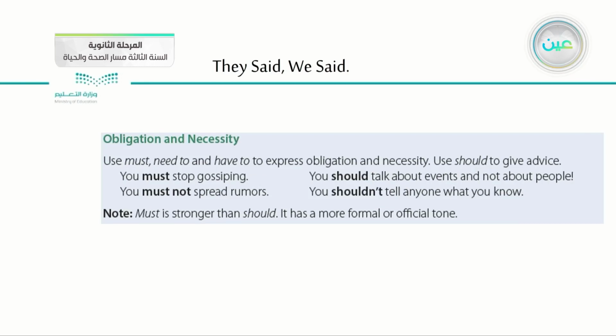After that, we have obligation and necessity. In obligation and necessity, we are talking about something that you have to do, something that you don't have the choice of not doing. We use must, need to, and have to express obligation and necessity. If we say that you are obliged or this thing is necessary, that means you don't have the choice of not doing that thing.